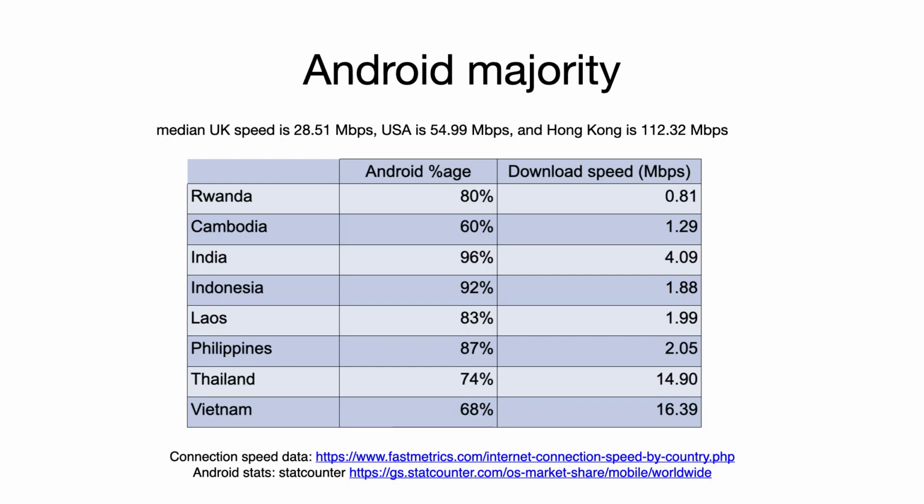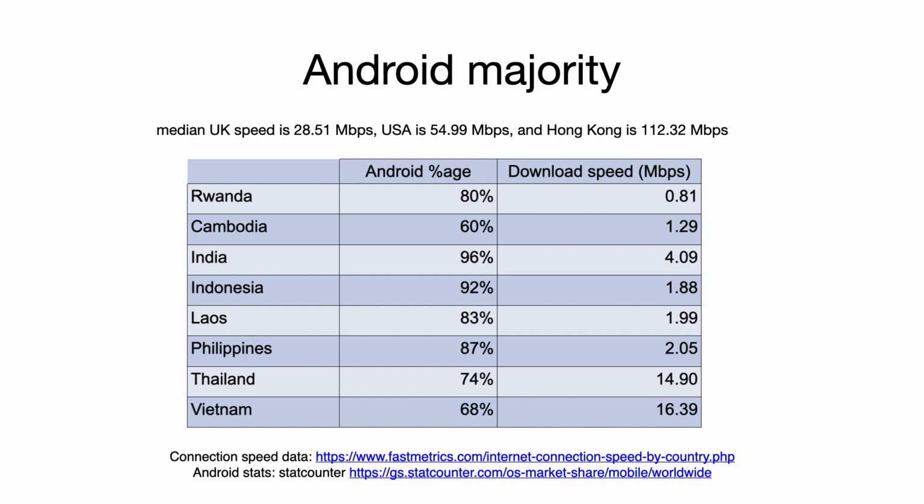Here, for example, in the UK, the median UK speed is 28.51 megabits per second. In the States, it's 55. In Hong Kong, it's 112. In Rwanda, it's 0.81. In Cambodia, it's 1.29. In India, in Indonesia, it's 1.88. So a big download not only costs our potential customers much more, but it takes a lot longer.